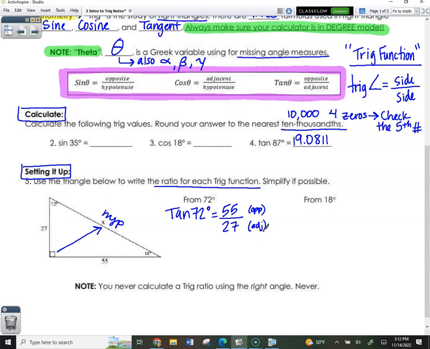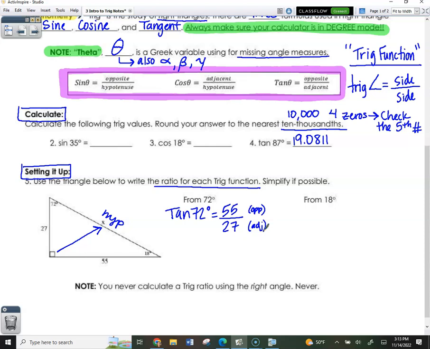You can't type that in the calculator. We're not typing anything in. They just want you to set it up, which means just write. They just want you to set up the equation. No, we're not solving. There's no x. You're not solving. All right, now write it from 18 degrees.